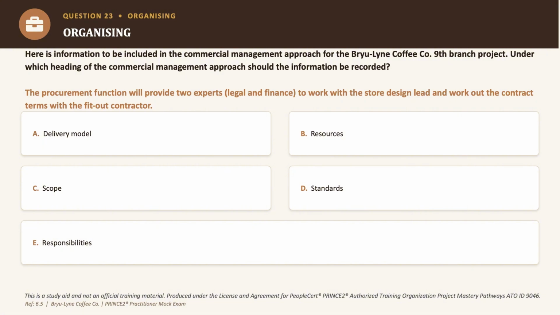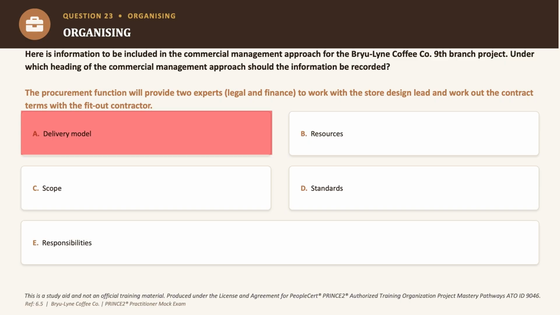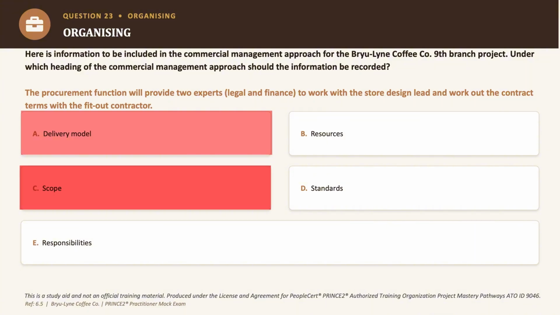Now option A says delivery model. Now that heading describes the overall approach to the work, okay, not who supplied to support it. So eliminated. Option C says scope. Now scope is about what's in and what's out of the project, what are the boundaries within which the project is operating, not people being provided as part of some particular task, okay? So that doesn't fit either. So eliminated. Option D says standards.